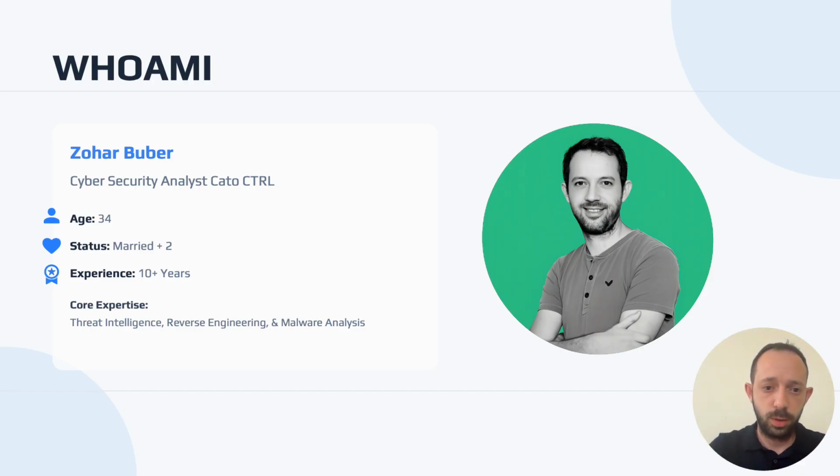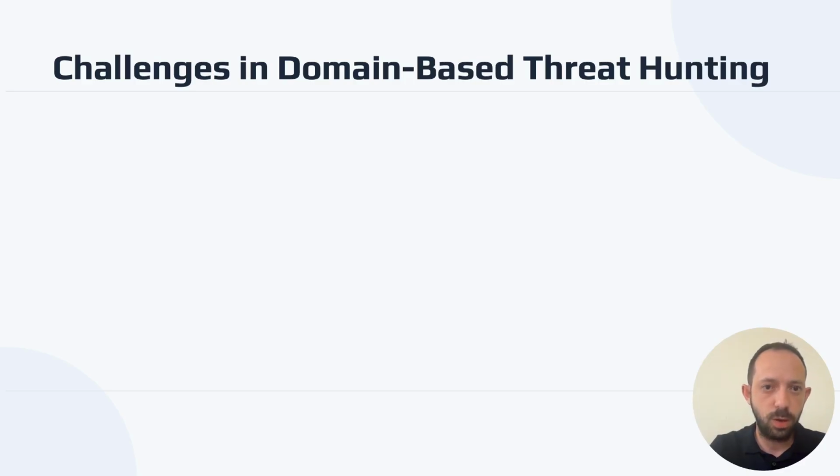Now, some information about myself. So my name is Zohar. I'm working at Kato Networks on the control team. I'm 30 years old. I have two lovely boys, and I'm married. I have more than 10 years of experience. My core expertise are threat intelligence, reverse engineering, and malware analysis, and more. So nice to meet you all.